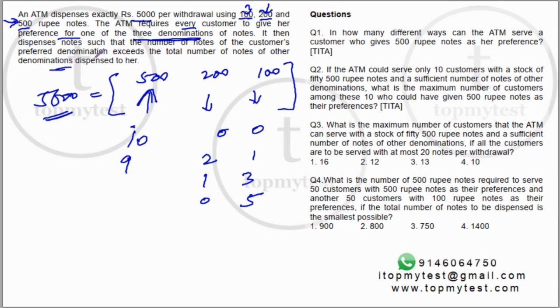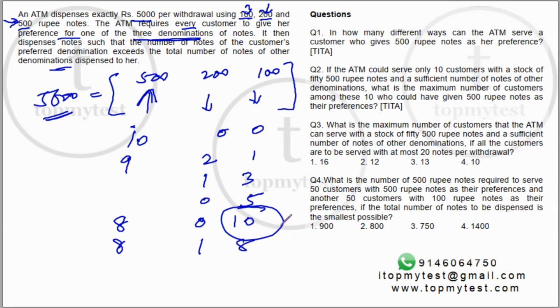Which means if I say my preference is 500, the majority of the notes will be 500. It cannot be equal to the others. It has to be more. So in this case, 500 is your preference. On the other hand, if you do something like this, it is also 5,000 rupees. 100 is your preference because you have more number of 100 rupee notes than the other notes.